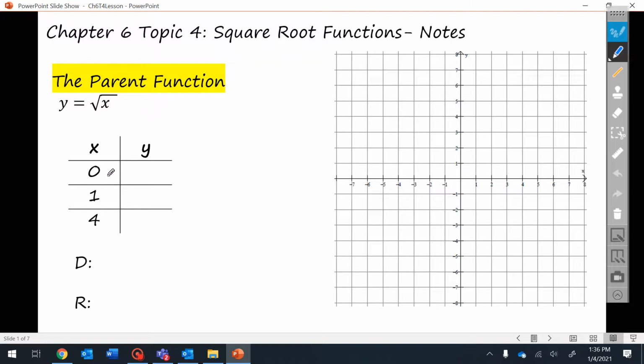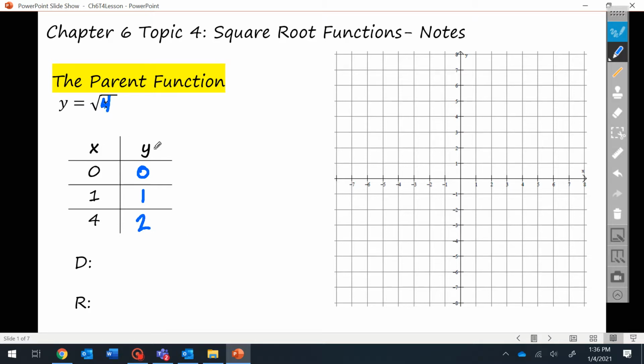You can find the points on this by simply plugging in points and connecting them to create a graph. So for instance, I have picked a couple of points here to plug in: 0, 1, and 4. If you plug in 0 for x, you get y equals the square root of 0, which is of course 0. If you plug in 1, you get y equals the square root of 1, which is of course 1, so (1, 1) would be the next ordered pair. And if you plug in 4, you would get y equals the square root of 4, which is 2, so the ordered pair would be (4, 2).